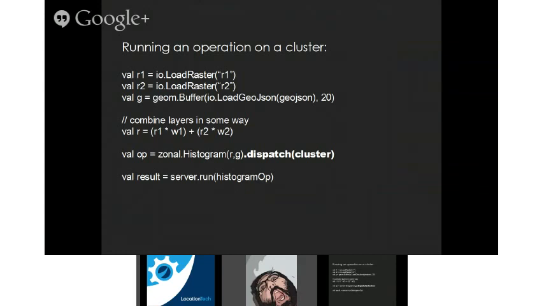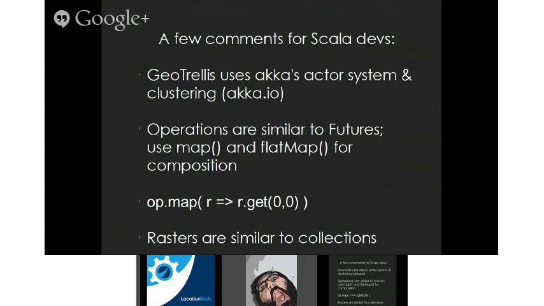A few quick comments for Scala developers. As I mentioned, we're using the Akka actor system and clustering. Operations are very similar to features, and you can use map and flatMap for composition. Rasters are similar to collections in a lot of ways, a collection of cells, and so you're going to find methods that are similar to the Scala collection API.